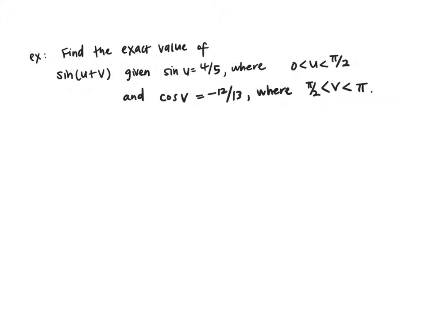Here's another example. Find the exact value of sine of u plus v, given that sine of u is 4/5, where the angle is between 0 and pi over 2, so that would be quadrant 1, and cosine of v is negative 12 over 13, where angle v is between pi over 2 and pi, that would be quadrant 2. Okay, so we have to find the exact value of sine of u plus v. So what is sine of the quantity u plus v?